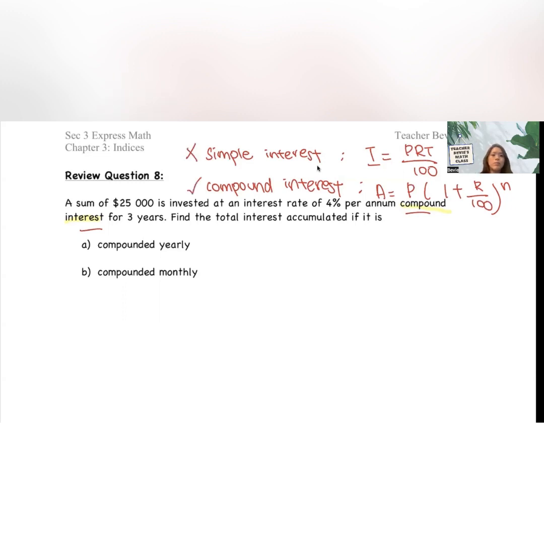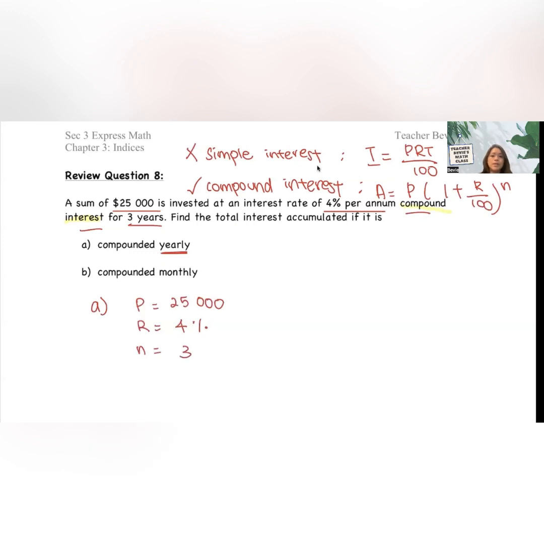All right, so for part A, it's compounded yearly. Let's just identify our P and our R and our N for this question first. So principal basically is the amount of money that you put inside the bank to invest, which is $25,000 over here. Interest rate, it is 4% per annum, and for part A, it is per year. I mean yearly. Okay, so it's 4. And for the number of years, it's just 3.